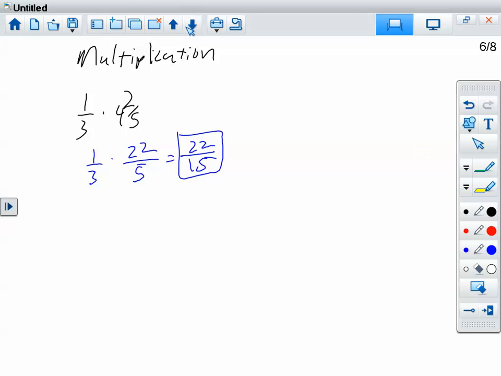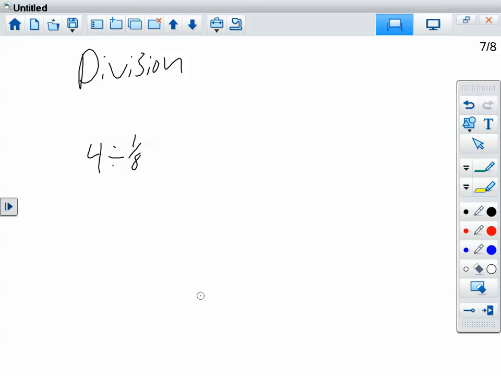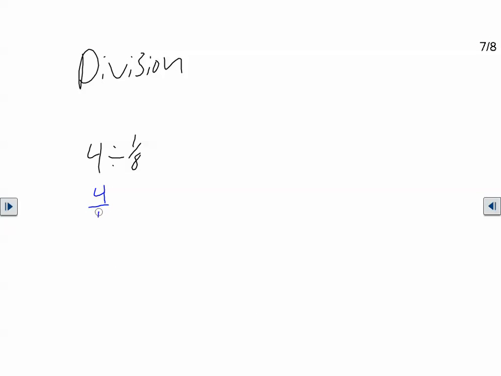And finally, division. Let's make them improper. 4 divided by 1 over 8. We don't need common denominators again, right? So we're just going to go straight to the division here, right? So that's 4 over 1. Remember, we flip and multiply. Whatever the divisor is, we flip it over and we multiply it. So what's 4 times 8? That's 32.